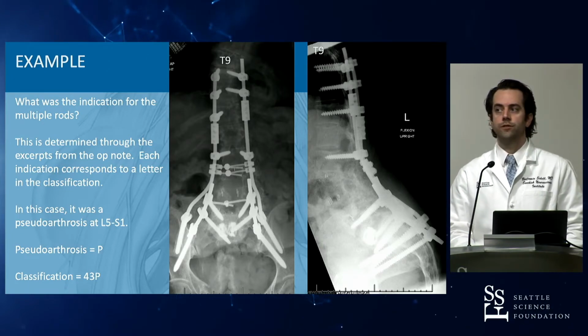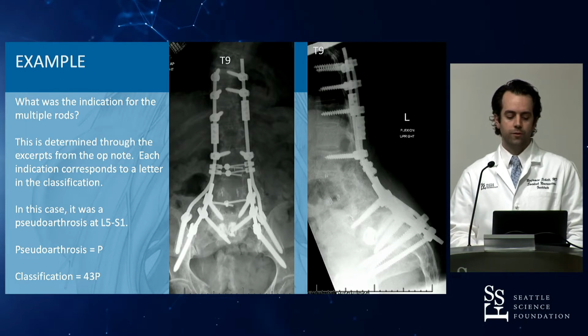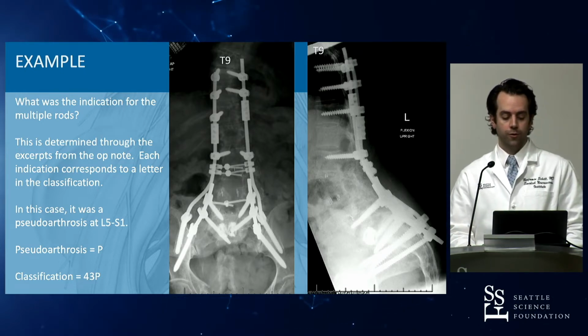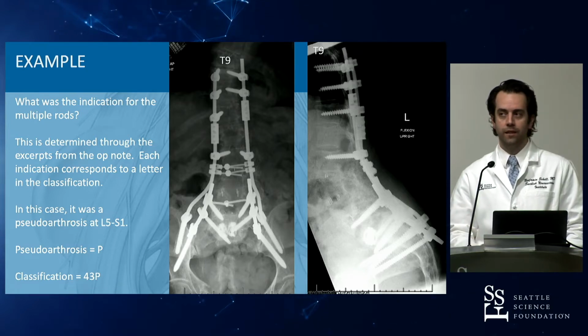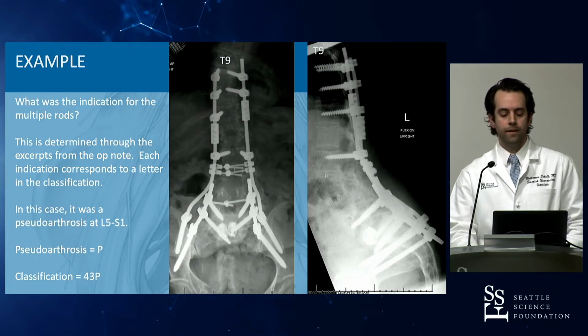Then the next question is, what is the indication for the working rod, for the multiple rods? This is determined through excerpts of the op note, which we will include through all these cases. In this particular case, there was a pseudoarthrosis at L5-S1, and so pseudoarthrosis corresponds to the letter P in the classification system. So far we're at a 43P.